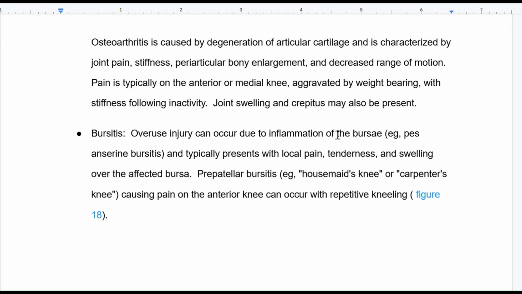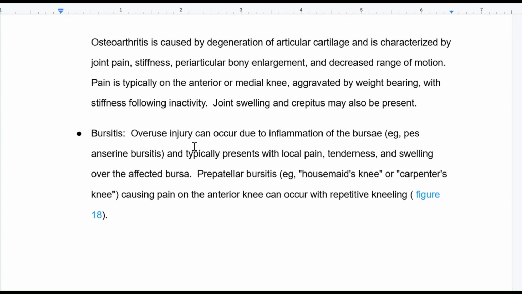But yeah, okay, continuing. Osteoarthritis is caused by degeneration of articular cartilage and is characterized by joint pain, stiffness, periarticular bony enlargement, and decreased range of motion. Pain is typically on the anterior or medial knee, aggravated by weight bearing, with stiffness following inactivity. Joint swelling and crepitus may also be present.